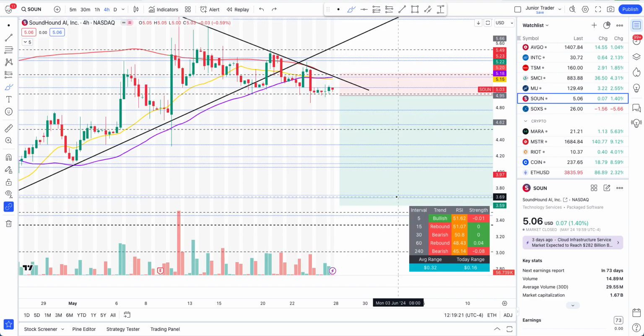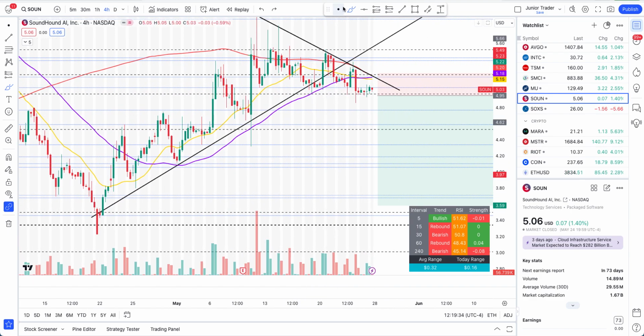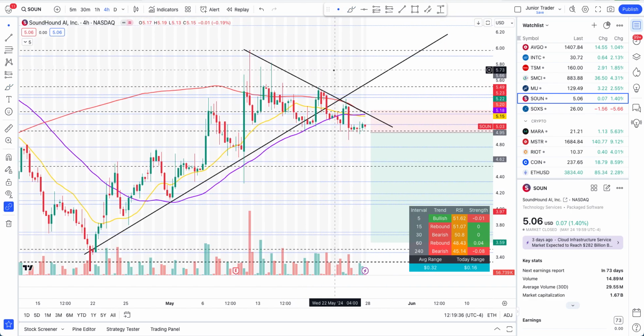But as I always say, nothing is guaranteed in the stock market. It's the probability. If I want to give it a probability, more probabilities to the downside with the break of this level of $4.97 or $4.95. Okay. But what if it wants to go up?